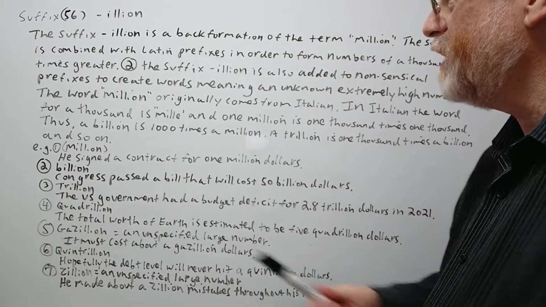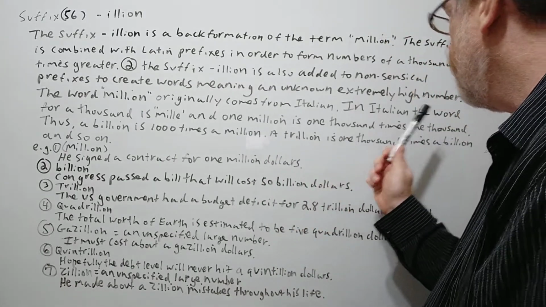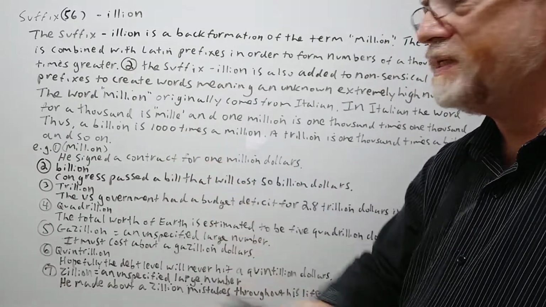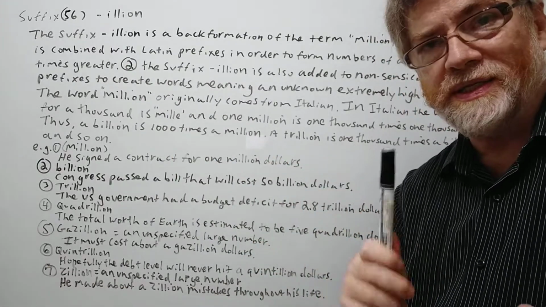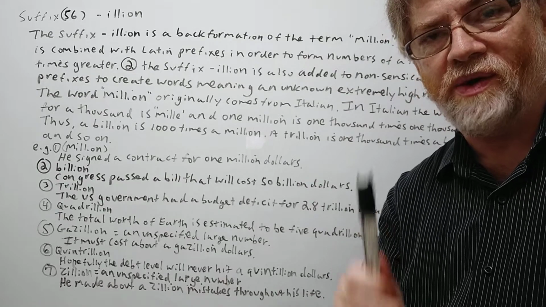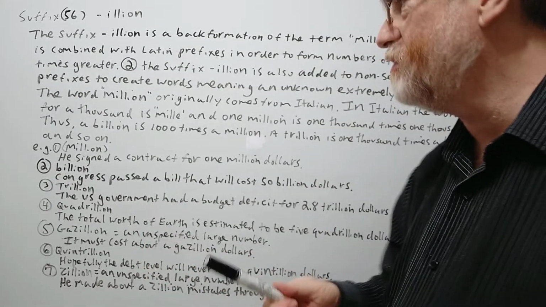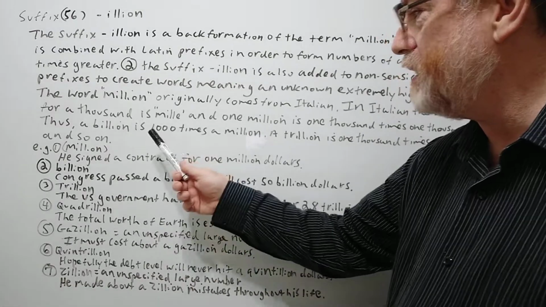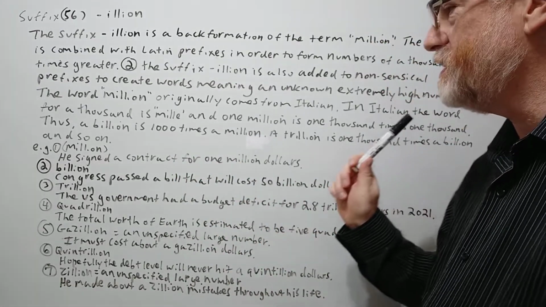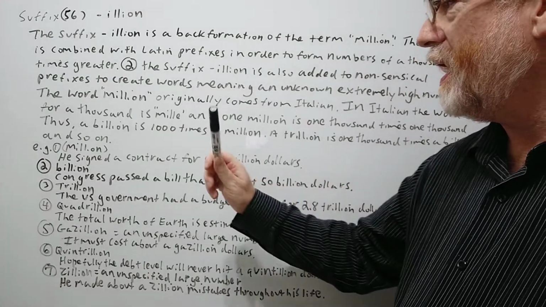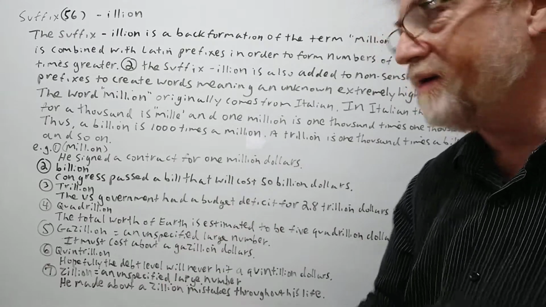So let's continue. The word million originally comes from Italian. In Italian, the word for 1,000 is mille. And 1 million is 1,000 times 1,000. So 1,000 times 1,000 actually equals a million. So that's where we got a million from. Thus, a billion is 1,000 times a million. A trillion is 1,000 times a billion, and so on. And we do have words that actually go higher than that.